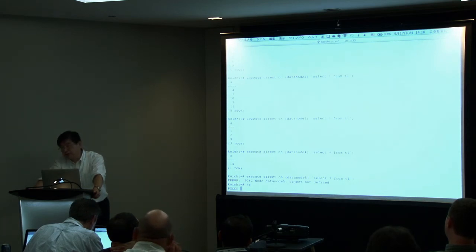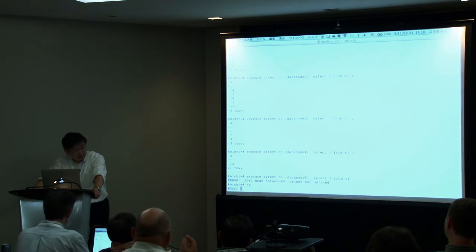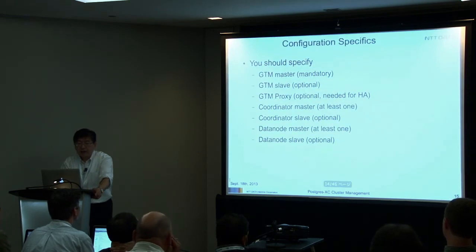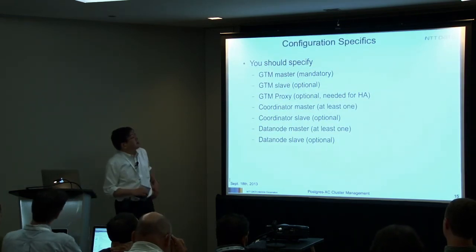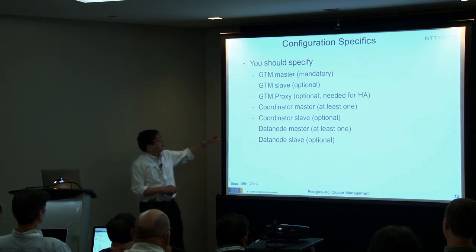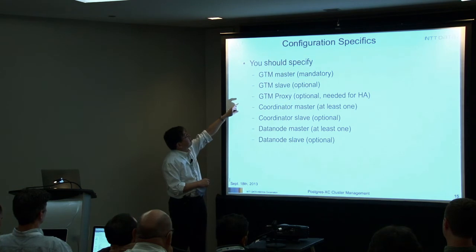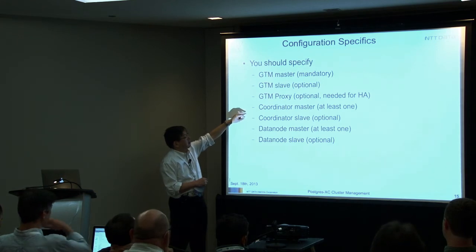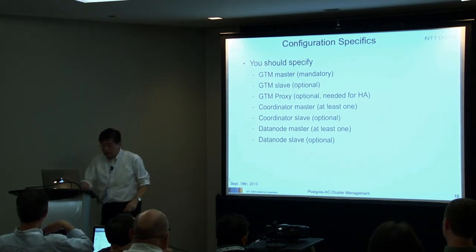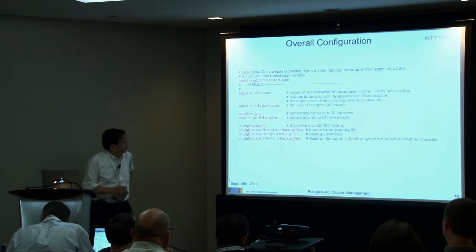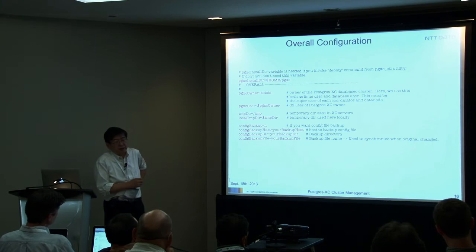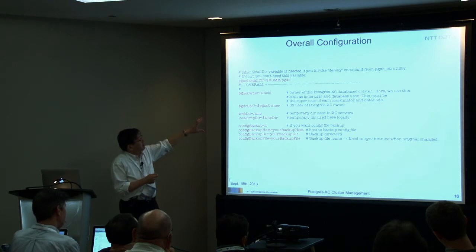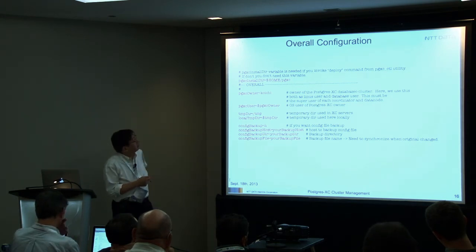I think you saw PGXC control. With PGXC control, you can configure and operate the whole cluster very simply, and I will show you how you can configure this. You need to specify the GTM master and, optionally, GTM slave and GTM proxy, and master and slave of coordinator and data node. But it is not as complicated as doing it manually. So this is the overall configuration. I emphasize the essential part in red.